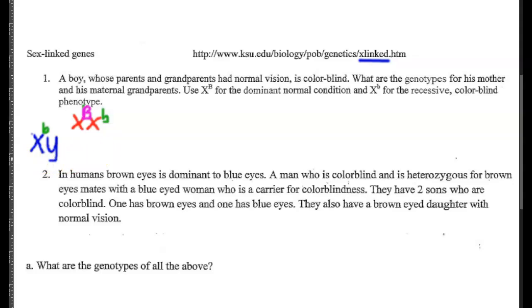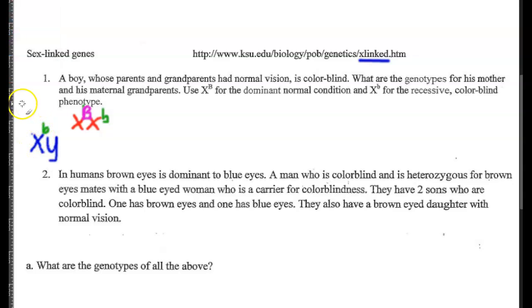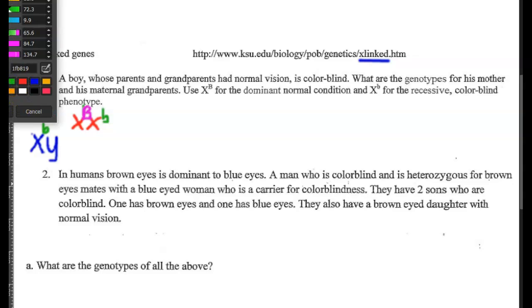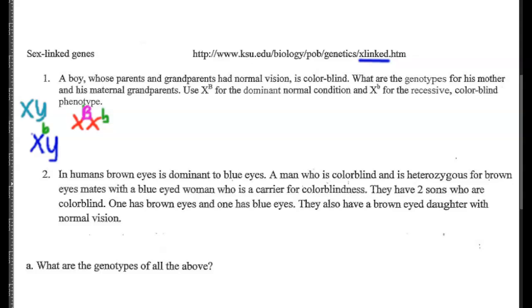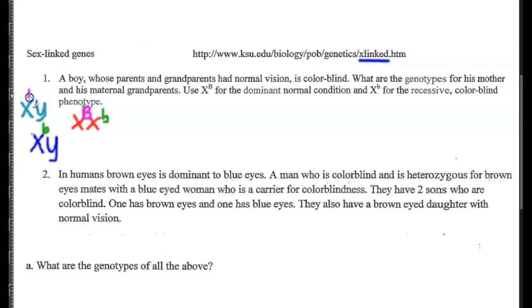His father, another color for him. His father gave him the Y, and he has normal vision. So we know that he has a big B as well. So I did the parents, now I have to do the grandparents.